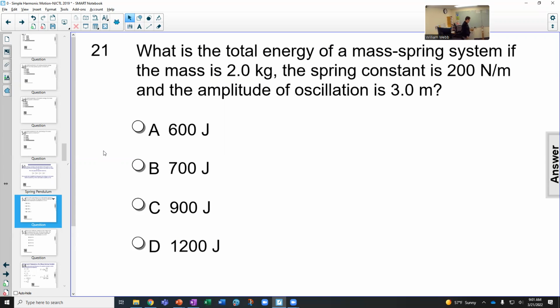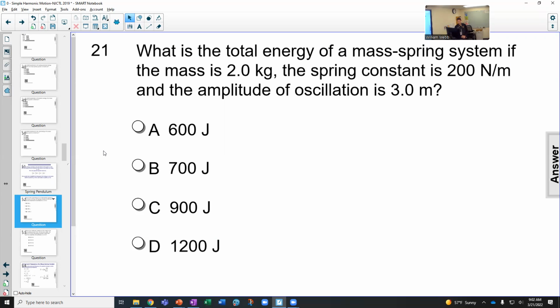Any ideas on how we could go about solving this one, even just conceptually? Yeah, Andrew? Just use the spring energy formula, which is 1/2 kx squared. Okay, good. So help us understand though, just to make sure we're not confusing anybody. It says total energy, so why can you just use the spring energy?